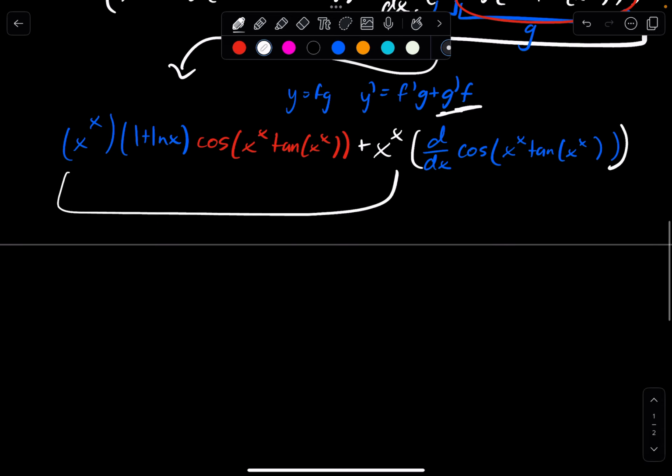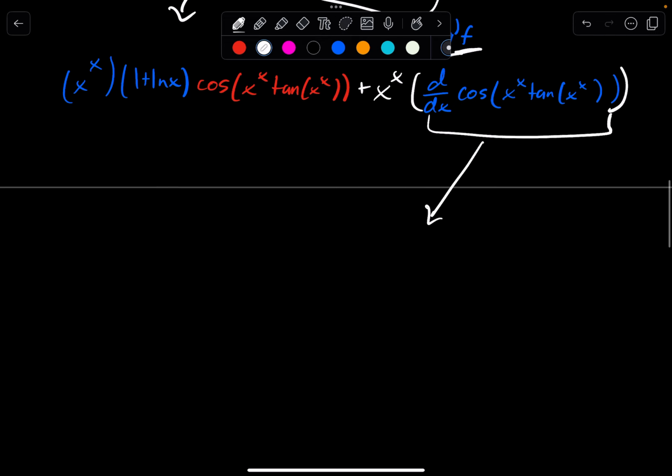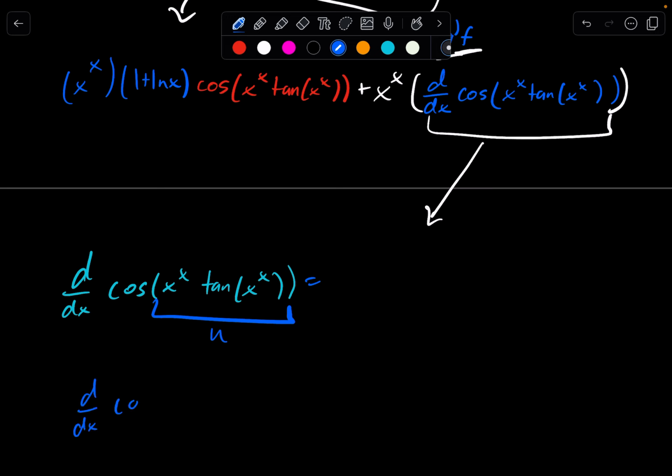So we got this much now. Now all we have to do is just find this. And once we find this, we can plug it back in and get our result. Now what is the derivative of cosine of x to the x tangent of x to the x? Let's see. Once again, we treat this entire thing in the middle, or the argument of the cosine, as a u and differentiate. So d/dx of cosine of u is indeed equal to negative sine u times d/dx of u. That's chain rule.